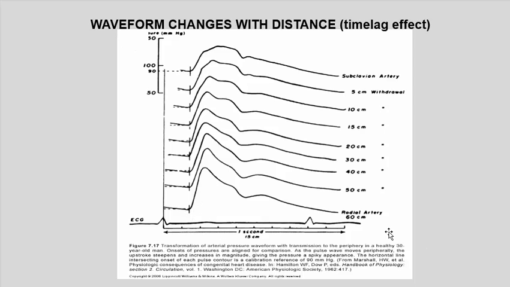And just let's have a quick look at the legend that explains it very succinctly. Transformation of arterial pressure waveform with transmission to the periphery in a healthy 30-year-old man. The onsets of pressures are aligned for comparison. Notice as the pulse wave moves peripherally, meaning from the subclavian artery down to the radial artery, the upstroke steepens and increases in magnitude. So you see as you move further away, the upstroke of the waveform steepens and it reaches a spiky appearance distally. So that with experience, you learn to appreciate the difference between the aortic trace and, say, the radial trace.